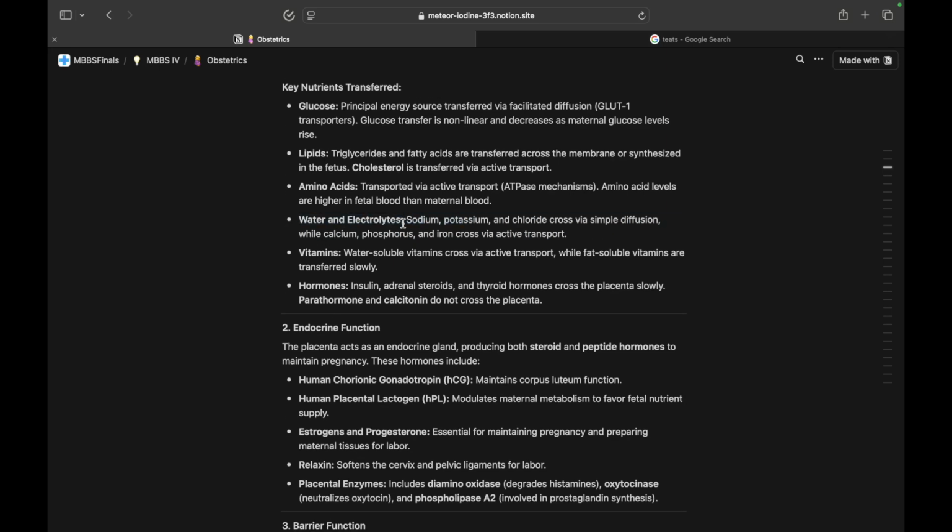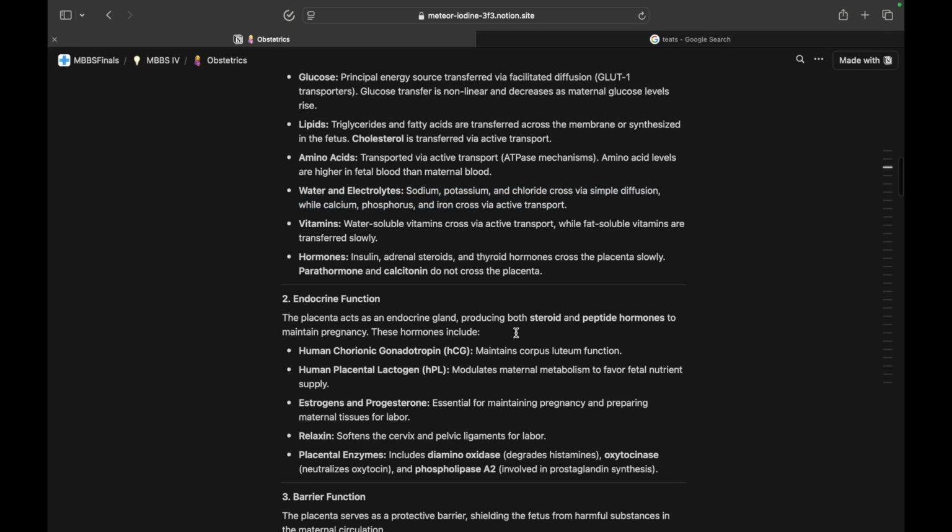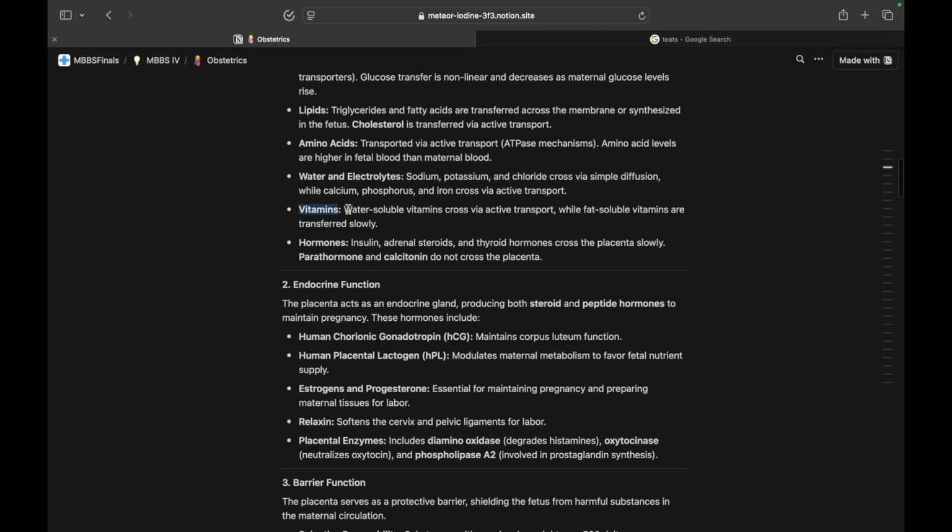Water and electrolytes, sodium, potassium and chloride cross via simple diffusion, while calcium, phosphorus and iron cross via active transport. So, this one is obvious. It is mainly the concentration gradient. Vitamins, water soluble vitamins cross via active transport, while fat soluble are transferred slowly. So, fat soluble, as you may recall, the membrane mostly is made up of fat, so it is mainly hydrophobic. So, these hydrophobic substances, which are fat soluble molecules, are transferred very slowly, but through the membrane.